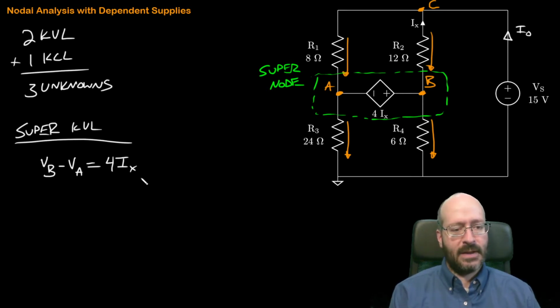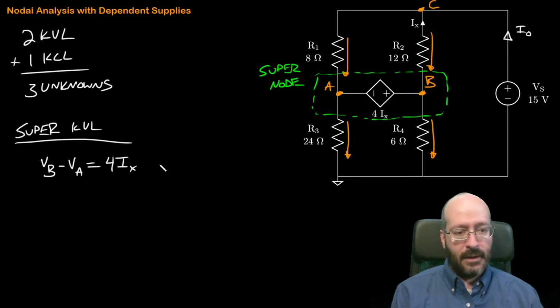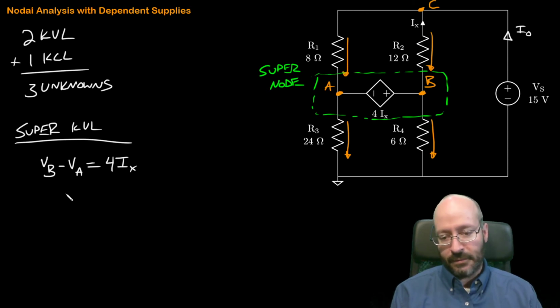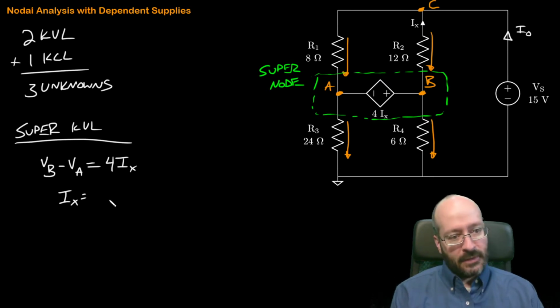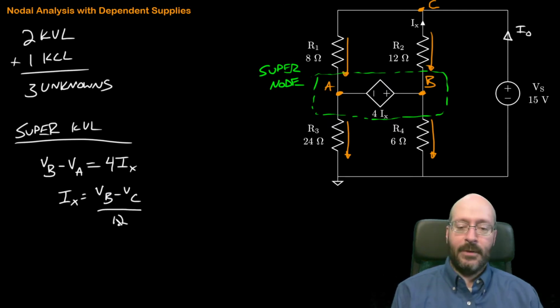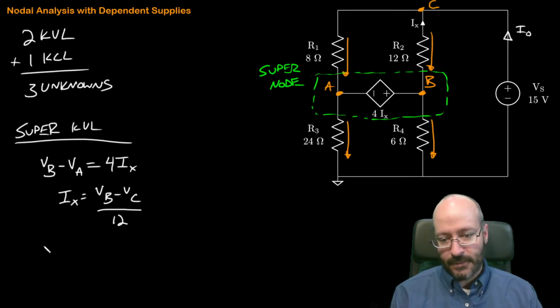Now, it's not quite ready for prime time because I have this control variable. I got to get rid of that, and I get rid of that by looking for that variable. There it is, and how it's labeled in the schematic, and I write an expression for it. So IX is equal to, ooh, I didn't follow, oh, look what I did. That's going up, I labeled down. I think we'll be okay. When I'm writing IX, I'm using the white label there, okay? So this is going to be VB minus VC over 12. Okay, so I've got to substitute that in there.